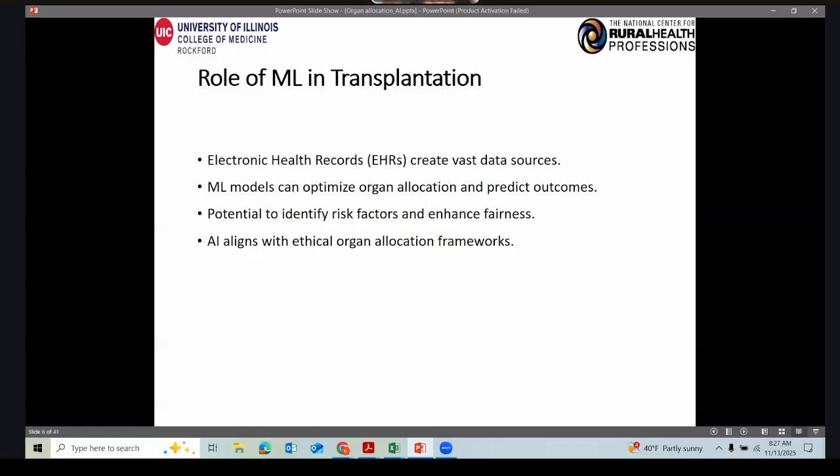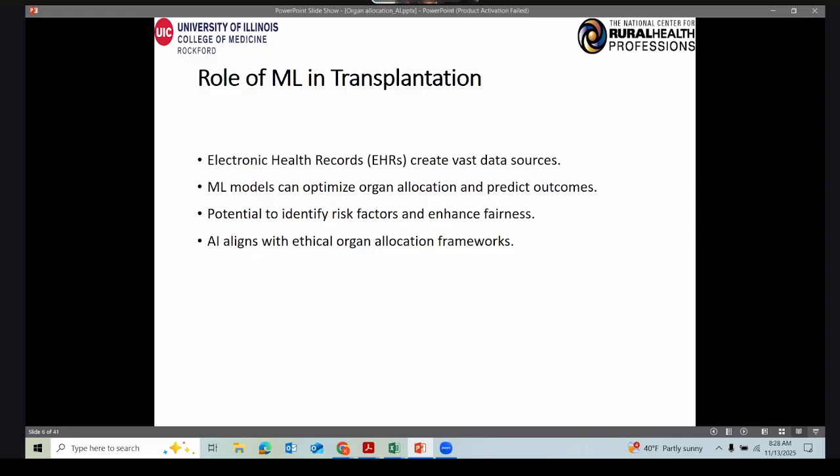Now, let's look at the role of machine learning in transplantation. We all know that today we have an enormous amount of healthcare data being generated every single day through the electronic healthcare records. These records include lab results, imaging data, medication history, clinical notes, and demographic details. Together, they form a vast and rich source of information that can help us understand the patient's health patterns far beyond what traditional models can capture.